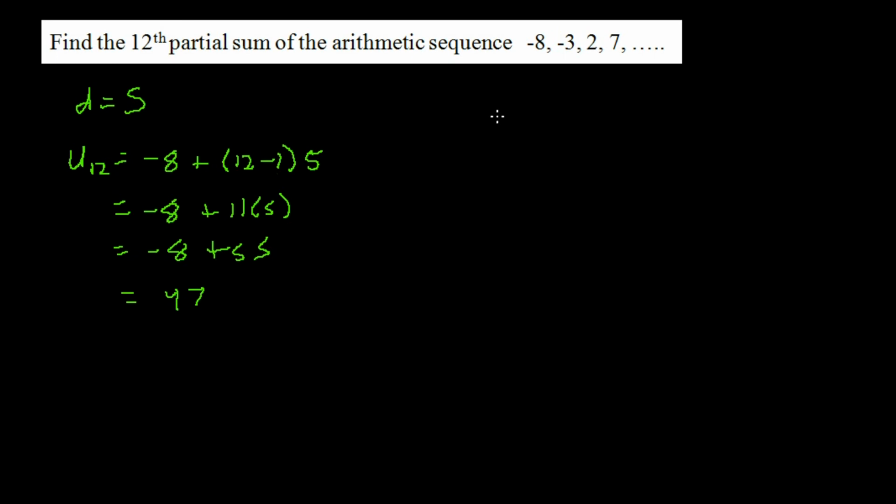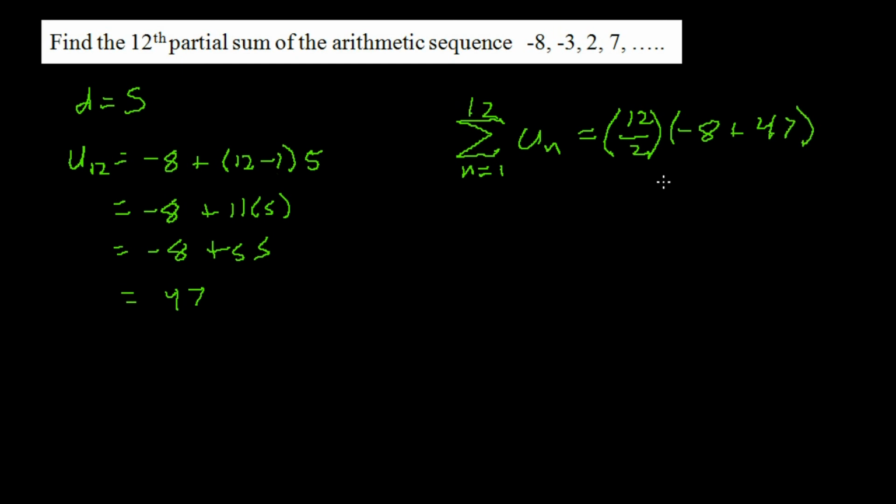Now we can apply our partial sum formula. We can say the sum from the first to the 12th term of u sub n, meaning our sequence, is 12 divided by 2 times the first term plus the last term. And we're saying our last term is the 12th term. Then 47 minus 8 will give us 39. So we have 6 times 39, which gives us 234. So the 12th partial sum, that means the sum of the first 12 terms of this sequence, is 234.